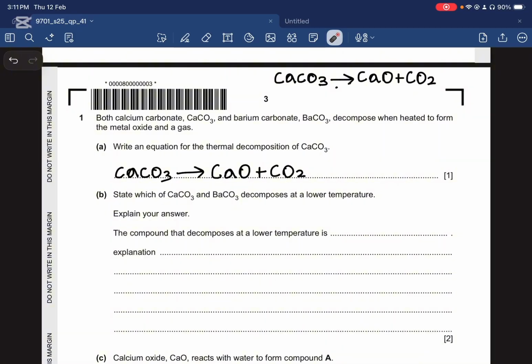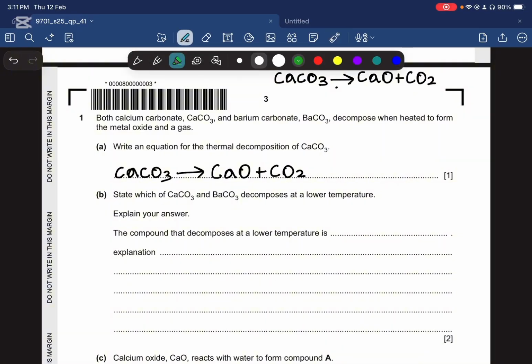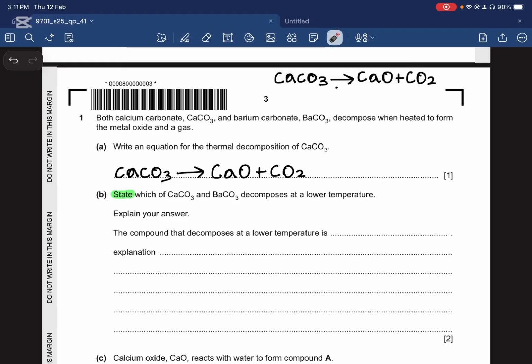Now, question number 2. Look at the command word of the question, state. The first thing you need to understand is what does state mean? State which of blah blah blah blah blah. It's a one word answer. So when it says state which of calcium carbonate and barium carbonate decomposes at a lower temperature, it is simply asking us to write down the name of the compound which decomposes at a lower temperature.